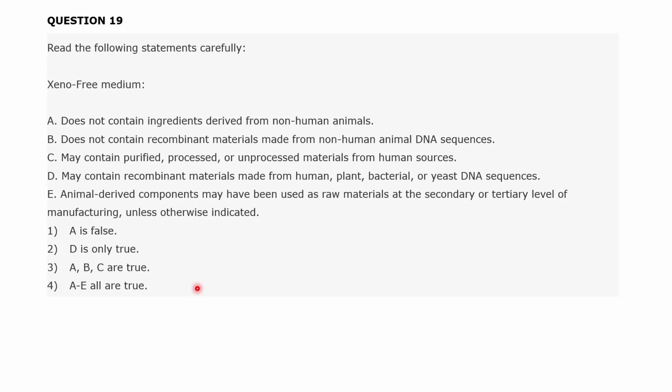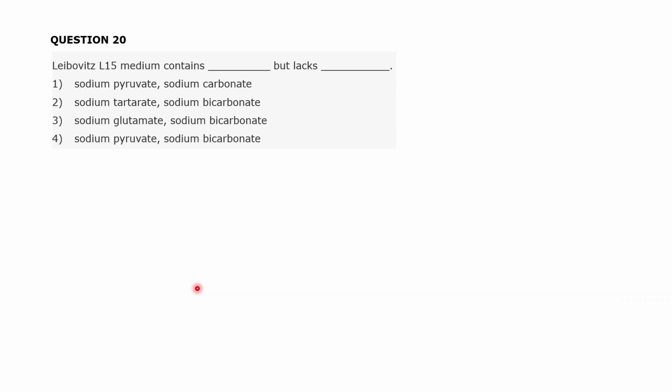So does anyone have any doubt regarding this? Okay, so I think it's quite clear. So I will just move on to the last question. Coming on to question number 20.